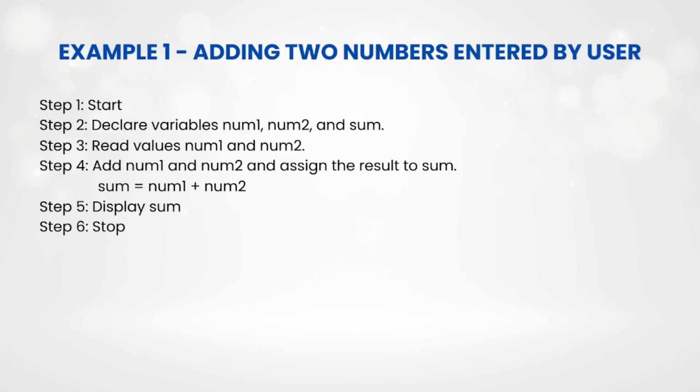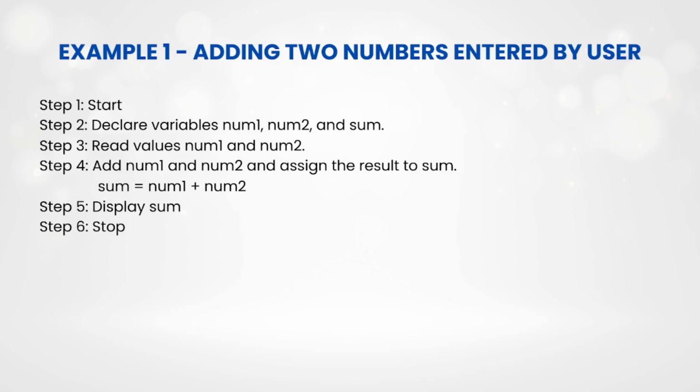So here's a simple algorithm for adding two numbers entered by a user. We have here step 1, start. Step 2, declare variables num1, num2, and sum. Step 3, read the values of num1 and num2. Step 4, add num1 and num2 and store the result in sum. Step 5, display the value of the sum. Step 6, stop. This shows how an algorithm can be written step by step to solve even the simplest problems.